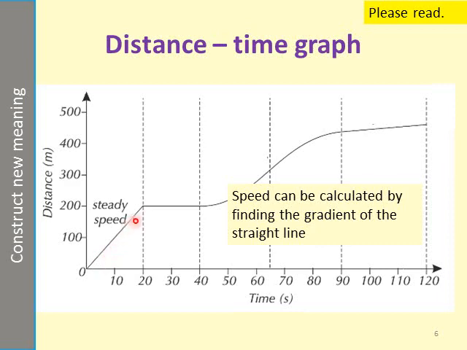Okay, so this part of the graph here is the linear section, and the object is travelling at a steady speed. And you can calculate the speed by finding the gradient. So the object has travelled a distance of 200 meters in the time of 20 seconds. So if you were to draw the gradient in here, you would have the change in y, 200, divided by the change in x, 20. So 200 divided by 20, the speed is 10 meters per second.